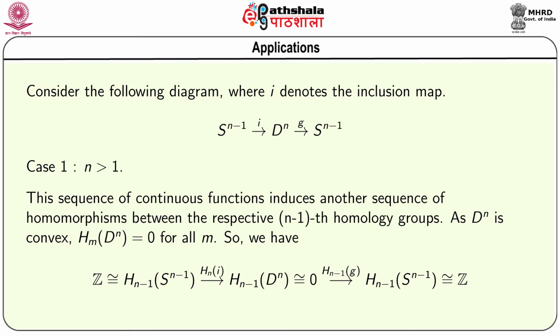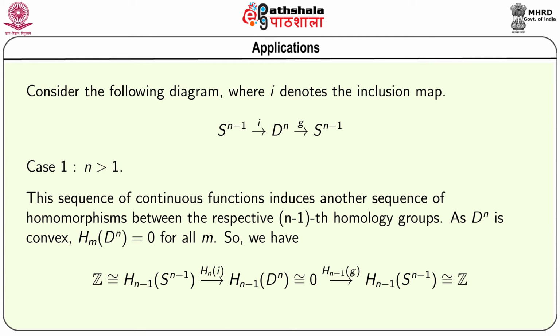Now, we see that H(n-1)(S^(n-1)) is isomorphic to Z. On the other hand, H(n-1) of Dn is trivial. So, this is a sequence of homomorphisms and groups, that is Z to 0, 0 to Z.